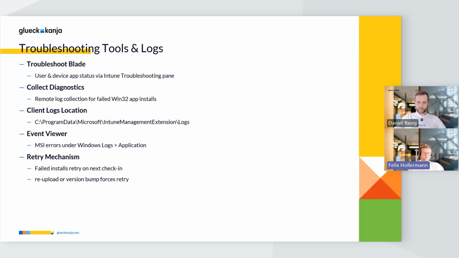And some troubleshooting and log tips. You can use the troubleshooting pane in Intune to see the user and device status. You can collect diagnostic data with the remote log collection feature. You can have a look at the logs on the local client under C, ProgramData, Microsoft, IntuneManagementExtension, Logs. One tip at this point: use the CMTrace tool, which you know from SCCM. It will help you to read the logs.